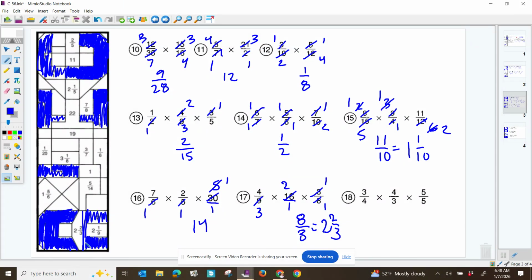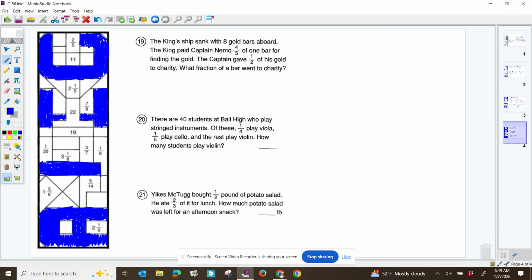I'm running out of spaces, so it should be quicker now. 4 cancels with the 4. 3 cancels with the 3. I end up with a bunch of 1s. 5 cancels with 5. I get 1. Here we go. And then I got some word problems.